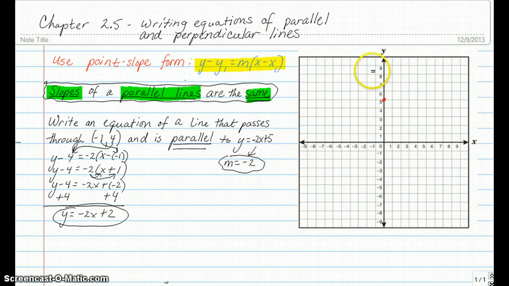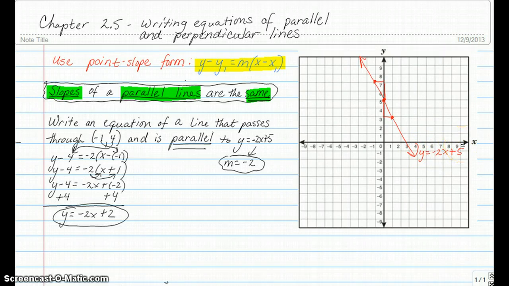It's going to be negatively sloping, so it's going to go down 2 and 1 to the right. Then I'm going to go up 2 and 1 to the left. And then I'm going to connect my points. You'll want to use a straight edge. I don't have that luxury. And that is y equals negative 2x plus 5.